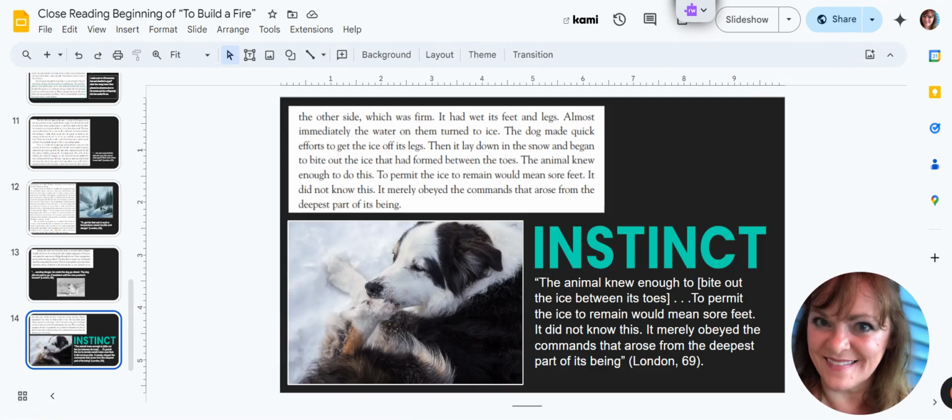The animal knew enough to bite out the ice between its toes. To permit the ice to remain would mean sore feet. It did not know this. It merely obeyed the commands that arose from the deepest part of its being.